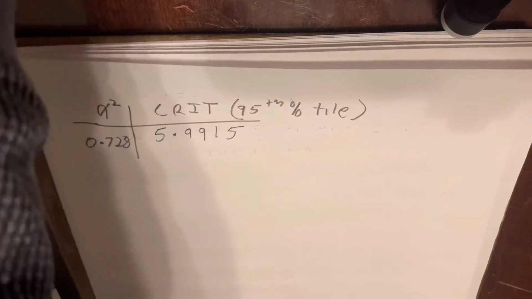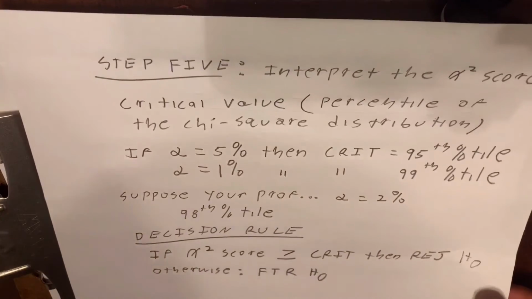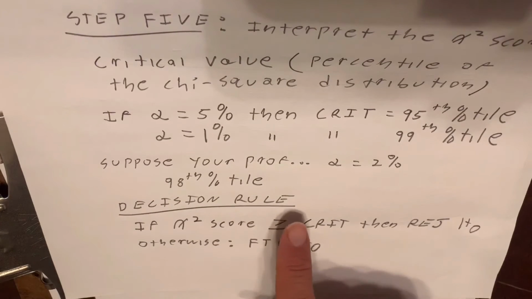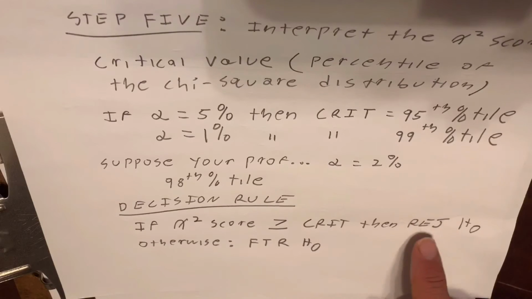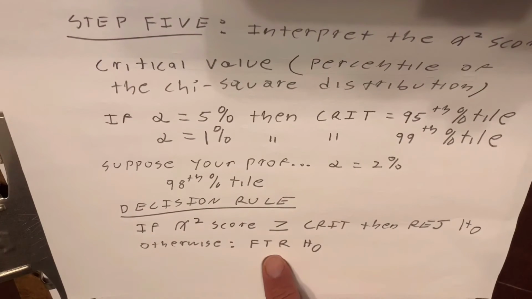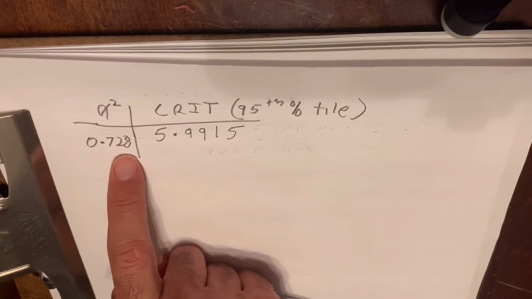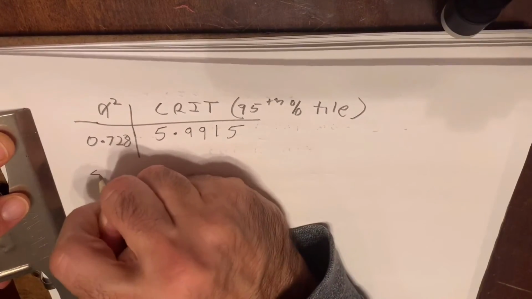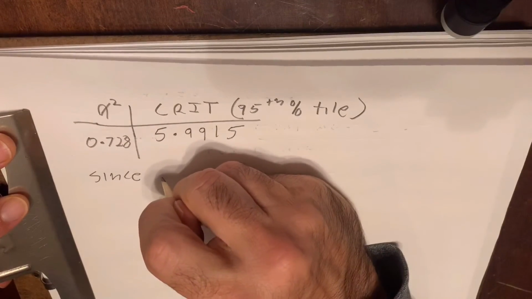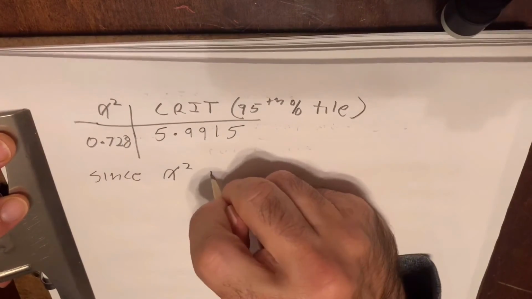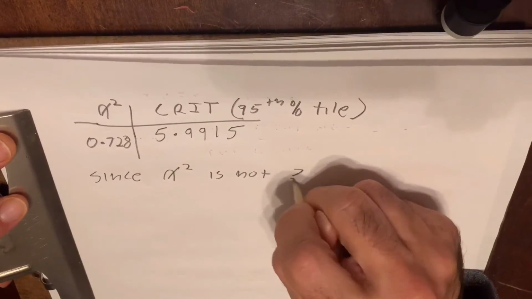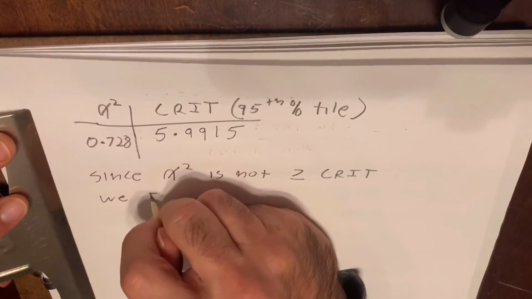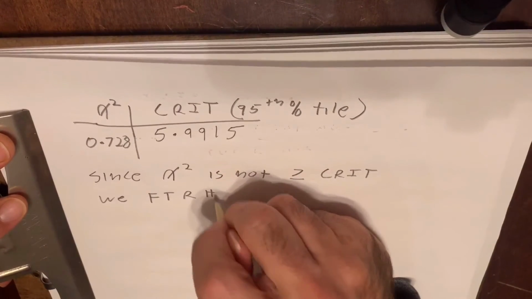And now, all we need to do is apply the decision rule, which is right here. It says, if the chi-square score is greater than or equal to the critical value, then reject the null. Otherwise, fail to reject the null. So here you see we have a chi-square score that is not greater than or equal to the critical value. So since our observed chi-square score is not greater than or equal to the critical value, we fail to reject the null hypothesis.